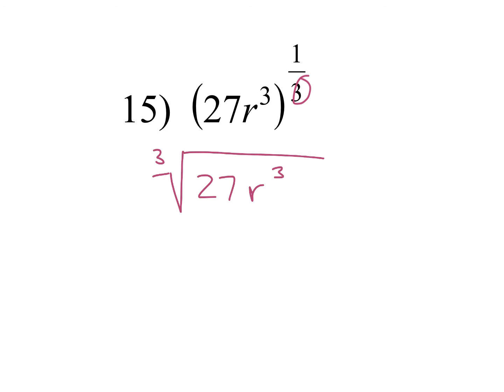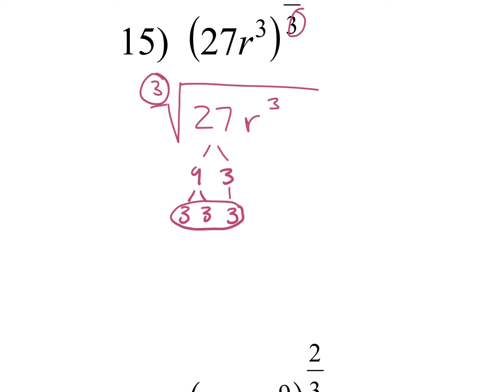So let's break everything down. What are 2 factors of 27? 9 and 3. What are 2 factors of 9? 3 and 3. We want to circle groups of what here? Groups of 3. So we have 3 3's. Perfect. What do we do with the 3 3's that we circle? A 3 goes on the outside.